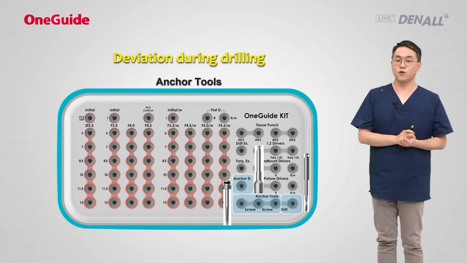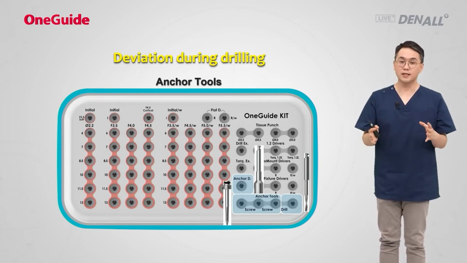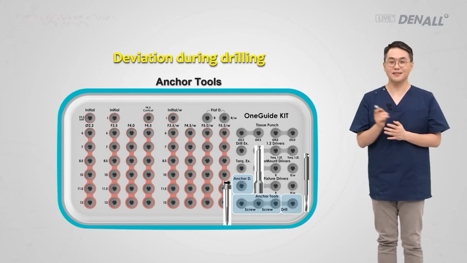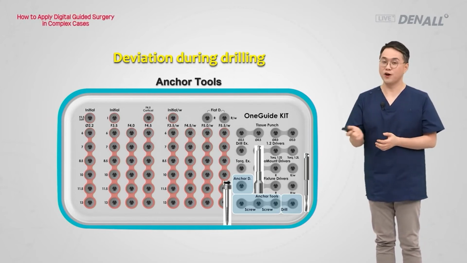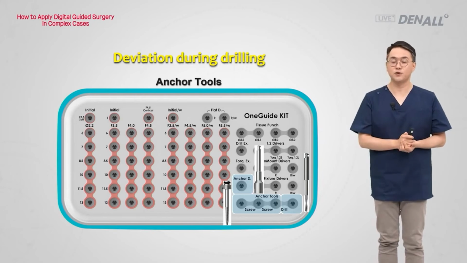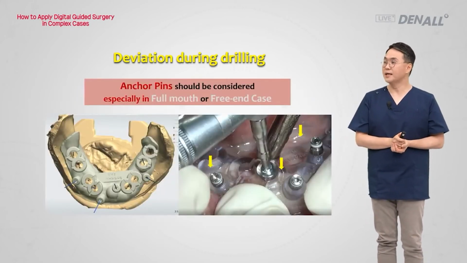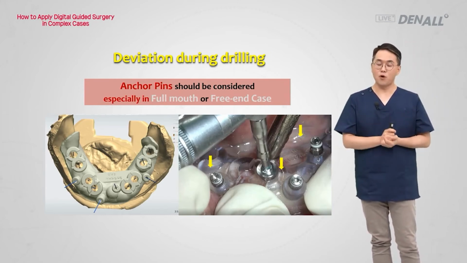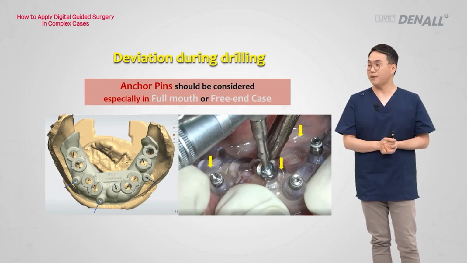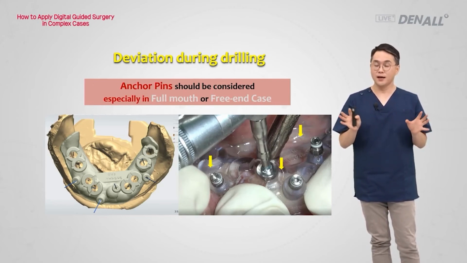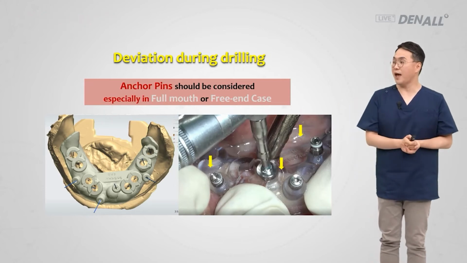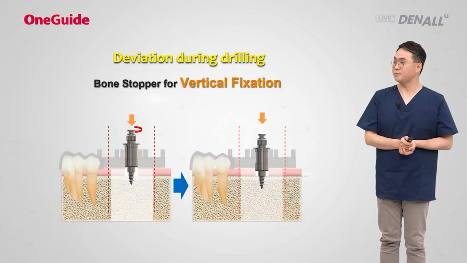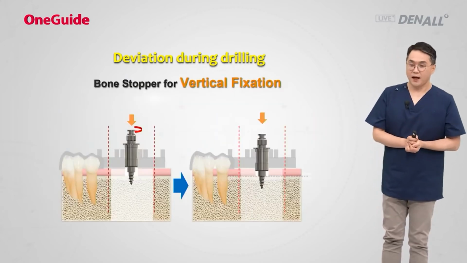In other companies' case, this anchor tool needs to be purchased separately. So another advantage of the OneGuide kit is that this is included in the kit, so it can be used in various cases, as necessary for completely edentulous patients or a free-end case supported by both the tooth and mucosa. The anchor pins are used to fix the guide to prevent the guide from tilting or deviations. So 3 screws are used to fix the guide.